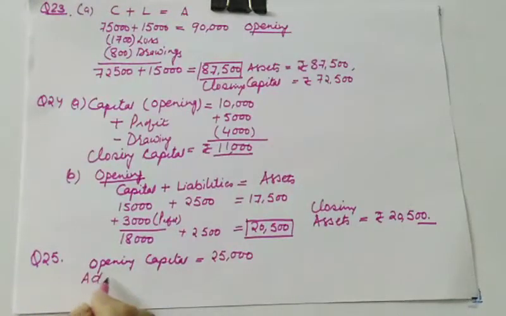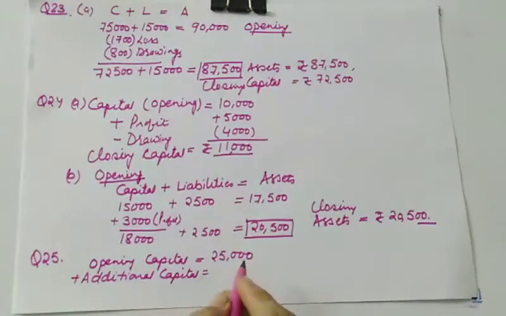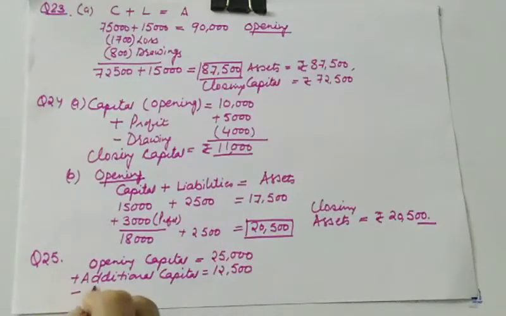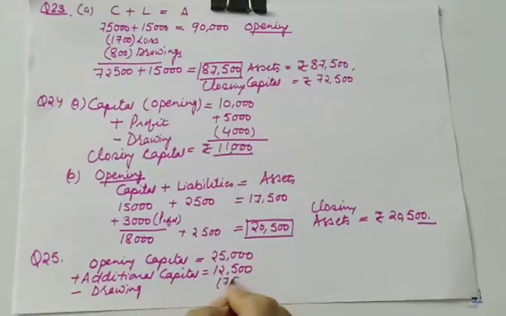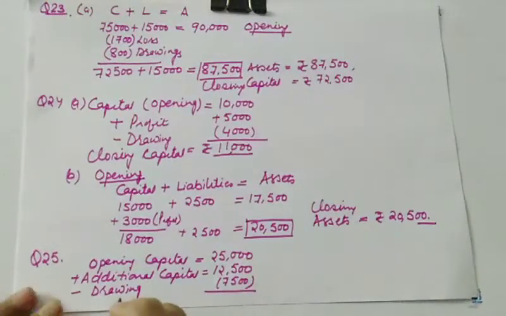So what is to be done with the additional capital? Additional capital is added because we are moving from opening capital to closing capital. Additional capital is 12,500 and then he has withdrawn 7,500. So these drawings will be deducted. These are 7,500 for personal use.